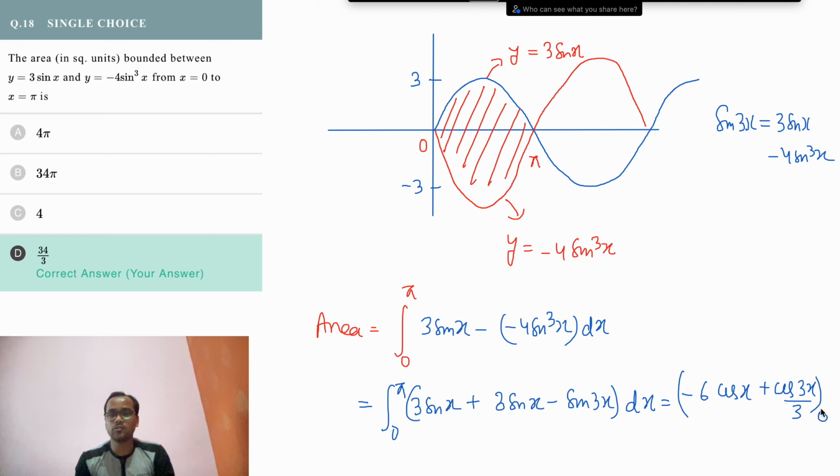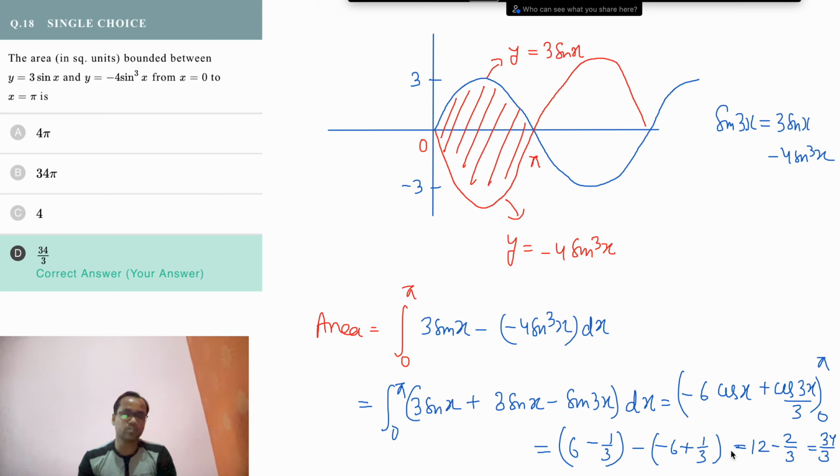Now put the limits 0 to pi. If you put pi here, minus 6 into cos pi, cos pi is minus 1, so plus 6. And cos 3 pi is again minus 1, so minus 1 by 3. Minus, if you put 0, cos 0 is 1, so minus 6, and cos 0 is 1, so plus 1 by 3. If you evaluate this, you will get the answer. So 6 plus 6, 12, minus 1 by 3, minus 1 by 3, minus 2 by 3. So the answer will be 12 minus 2 by 3, 34 by 3.